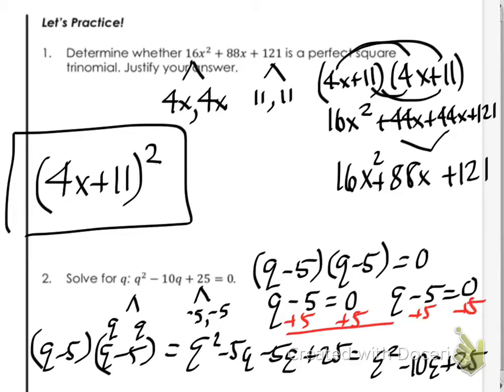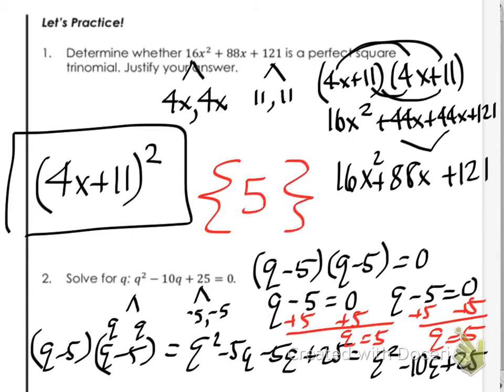When we add 5 to both sides, we end up with q is equal to 5 here, and q is equal to 5 here. So we see that the solutions for both are identical, so we don't need to write 5 and 5. We only write 5 once for our final answer here for number 2. Q is equal to 5.